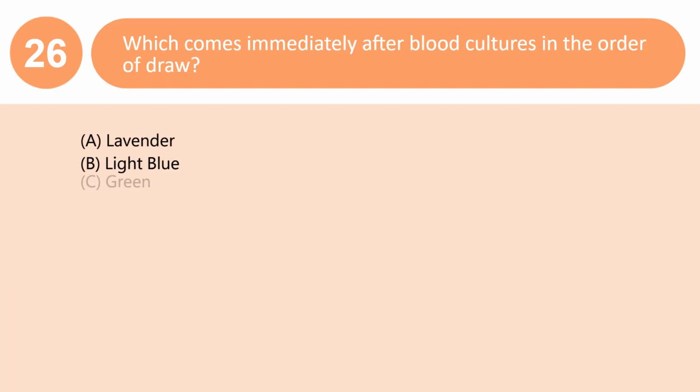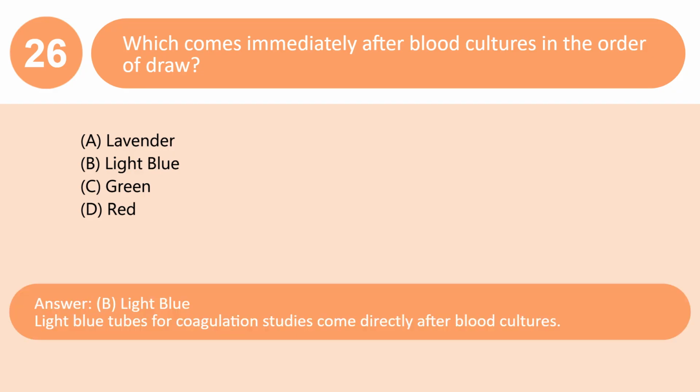Which comes immediately after blood cultures in the order of draw? A. Lavender. B. Light blue. C. Green. D. Red. Answer B. Light blue. Light blue tubes for coagulation studies come directly after blood cultures.